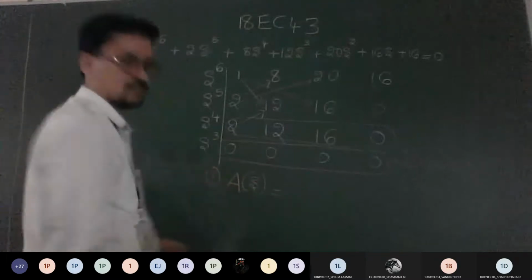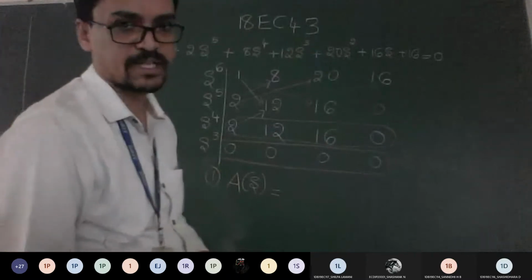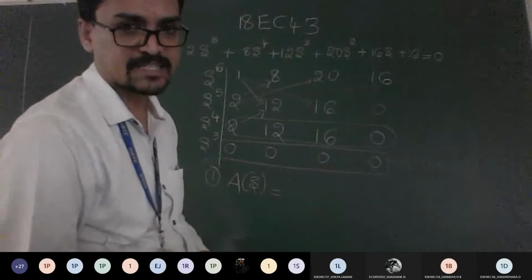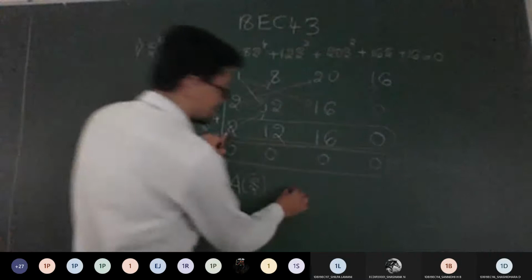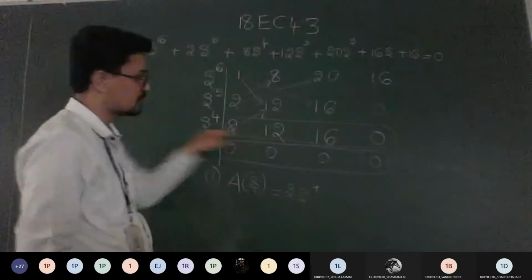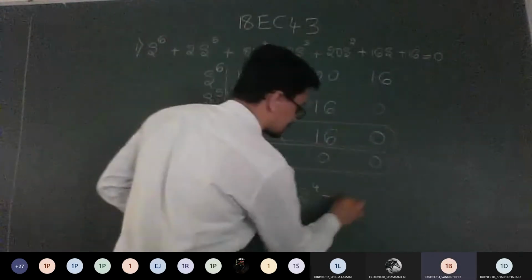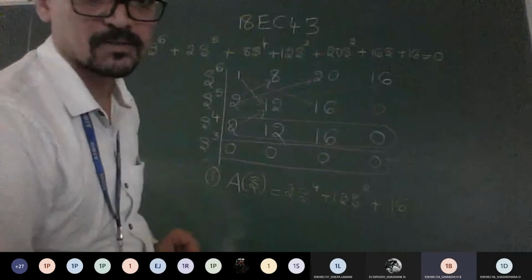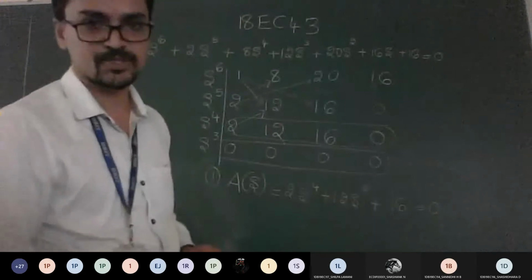So to solve special case 2, step number 1 is the auxiliary equation. And I told you the hint: the order of the auxiliary equation should always be even. So if we start here, it is 2 s power 4, correct? Then 12 s square, plus 16. Understood here? So this is equal to 0. This is the first step you are supposed to solve.